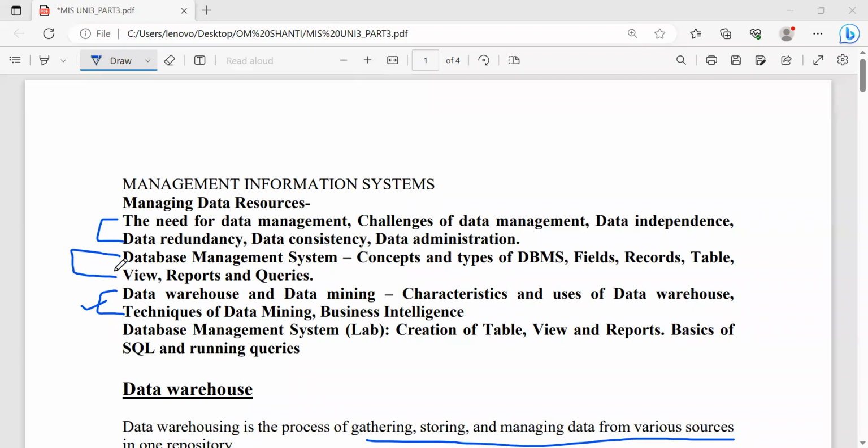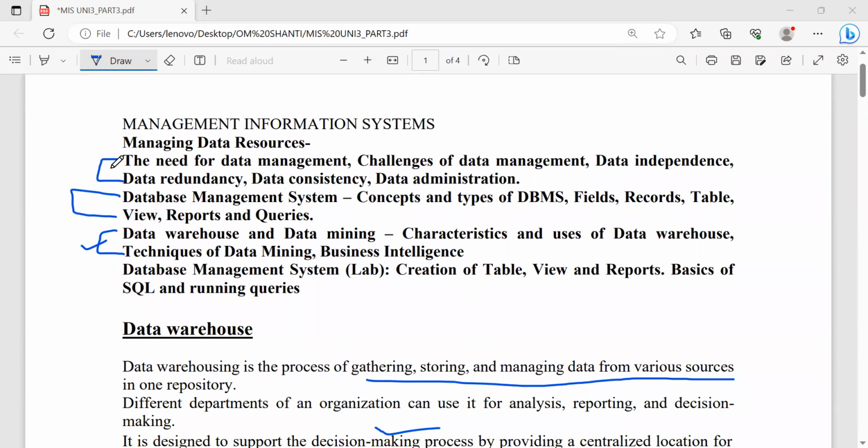Hello students, today we will cover the third part of our MIS Unit 3. In the previous video, I completed the part on the need for data management. In the second video, we covered database management systems, and today we will discuss data warehousing and data mining.